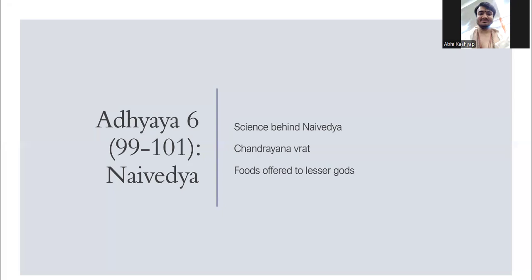So what is this? It is a vrat, or it is a cycle. It is aimed at syncing our diet with the lunar cycle. So it has strict dietary regulations and spiritual practices. For example, the vrat starts on a Purnima day, the full moon day, and ends on the next Purnima day.